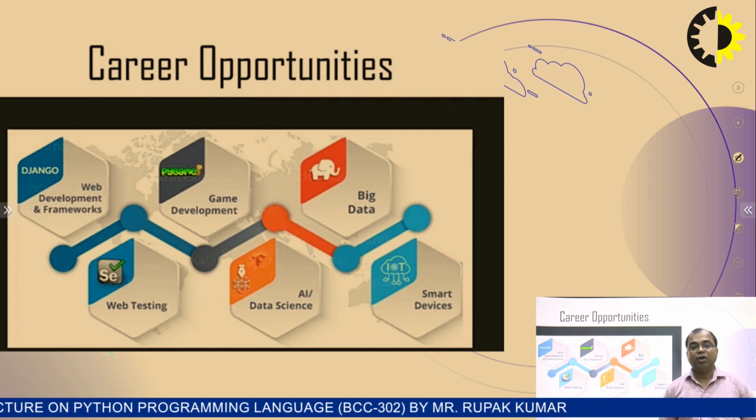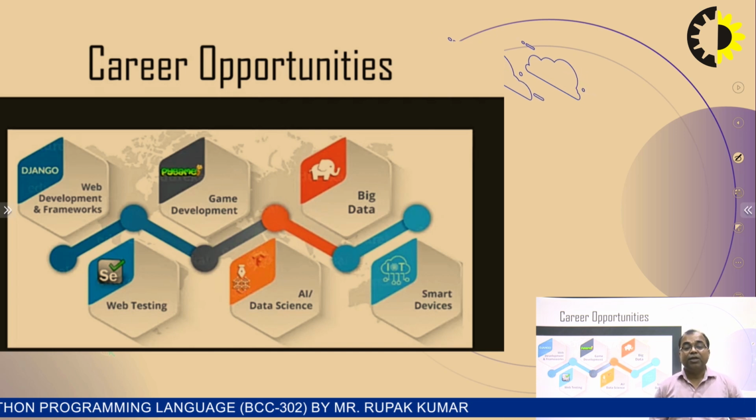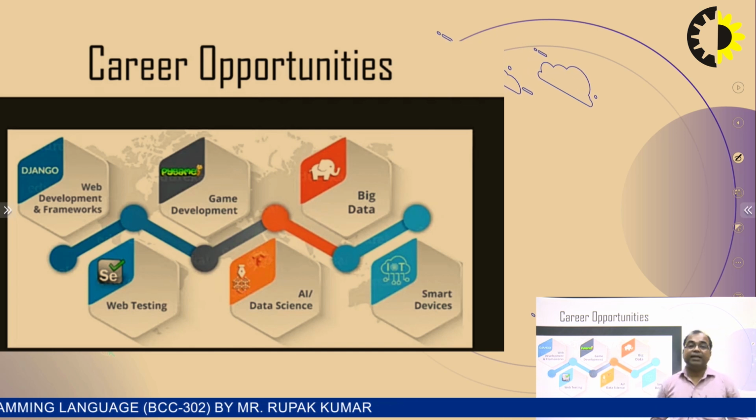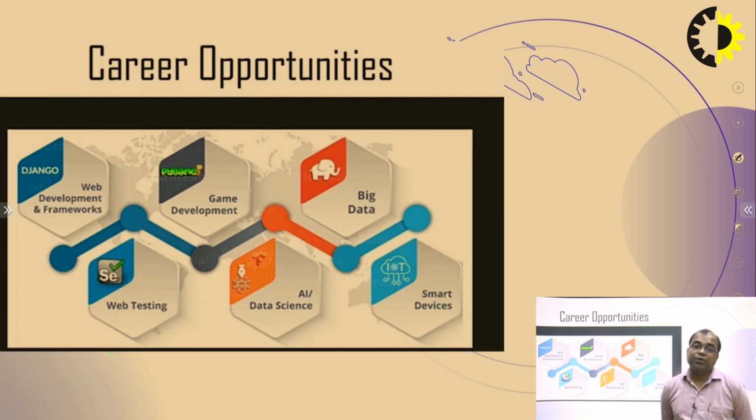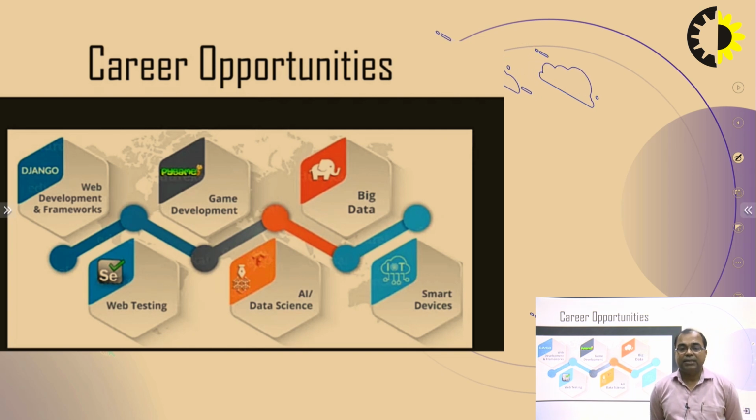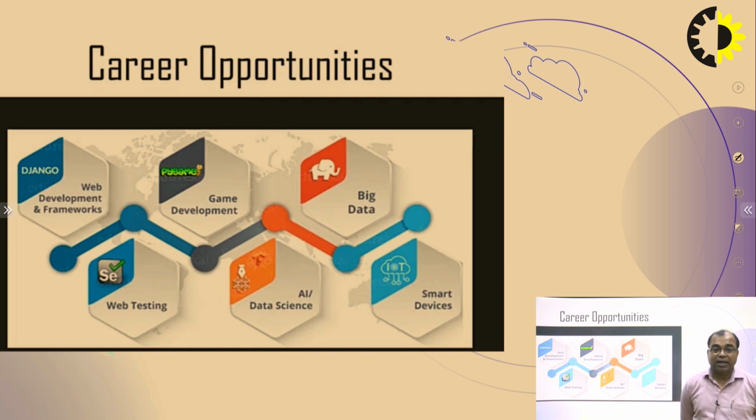Next and important, most popular nowadays, AI or data science, artificial intelligence or data science, is also using Python. So we can see our career opportunity in AI, artificial intelligence, as well as data science. And next, last but not least, the smart device. A smart device like IoT is one of the popular smart devices nowadays, and if you want to make a career in IoT, you must know Python technology only.